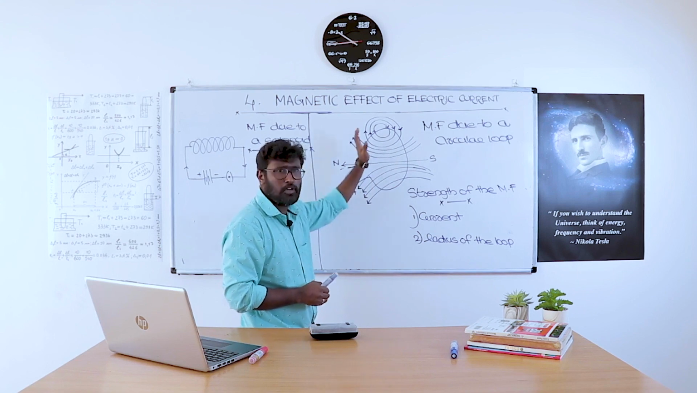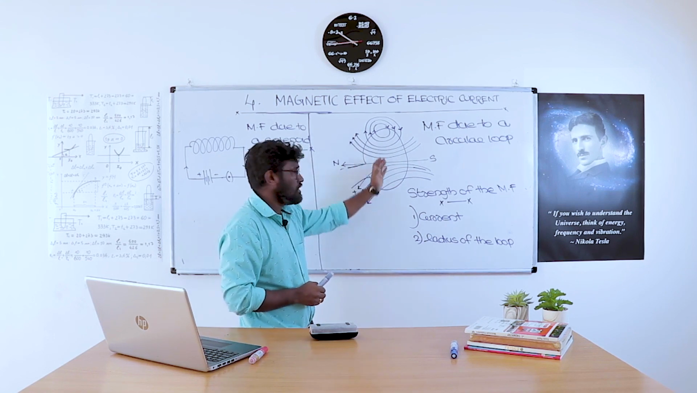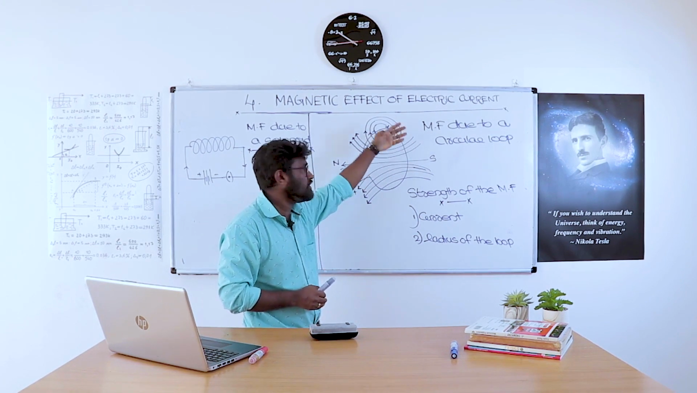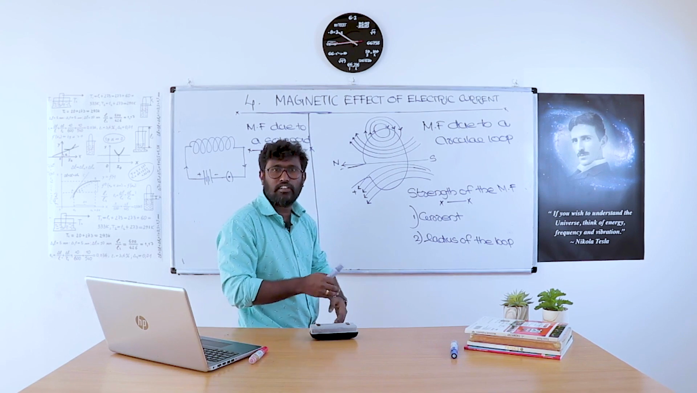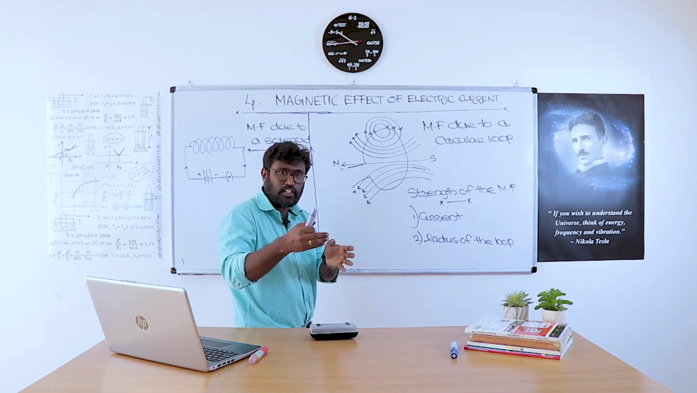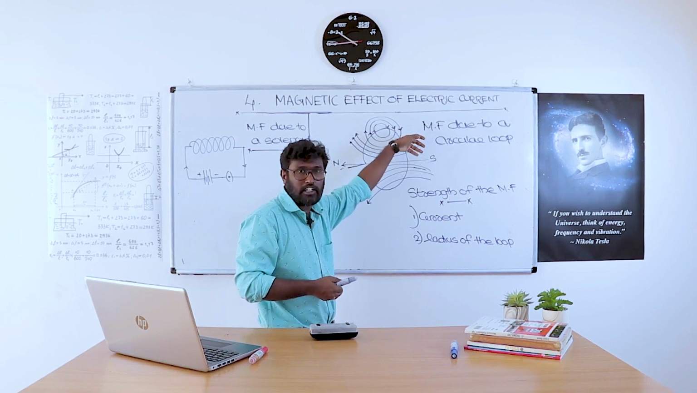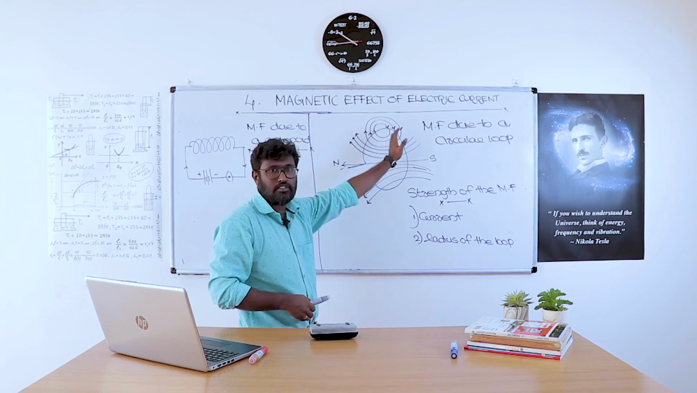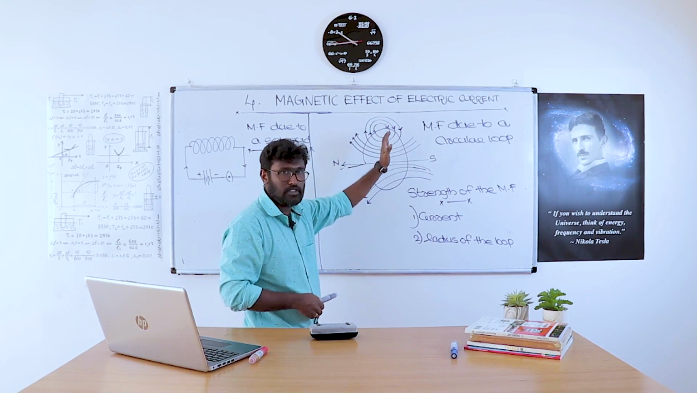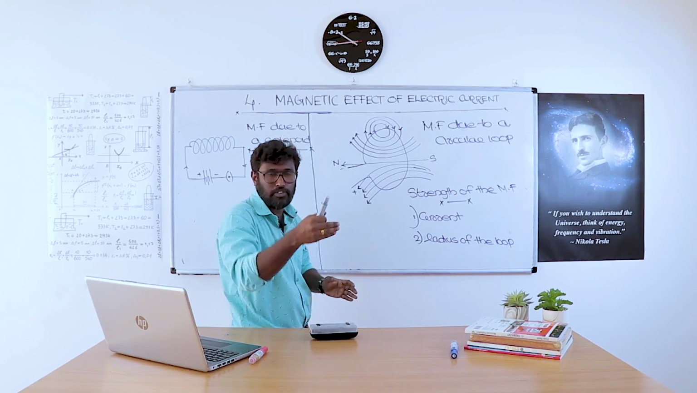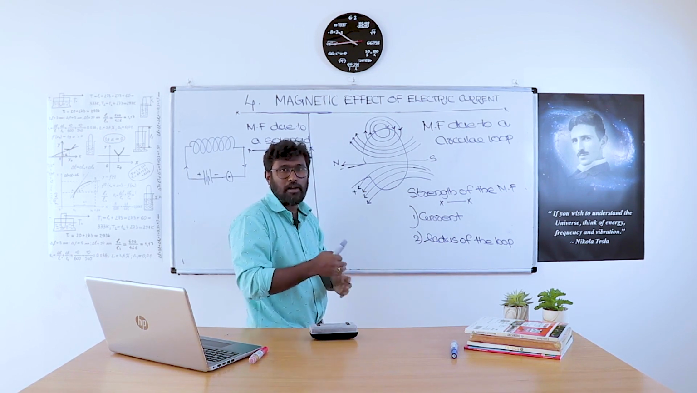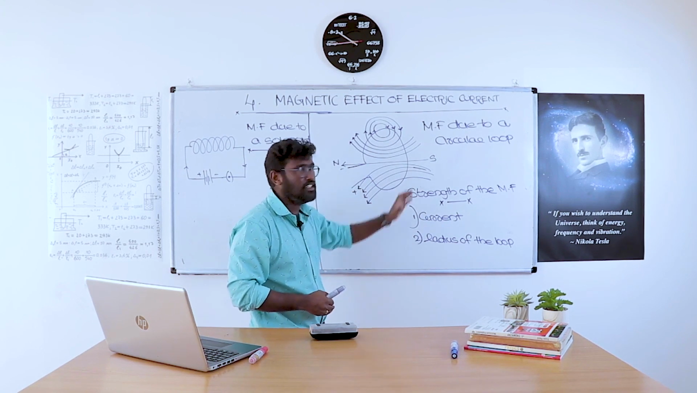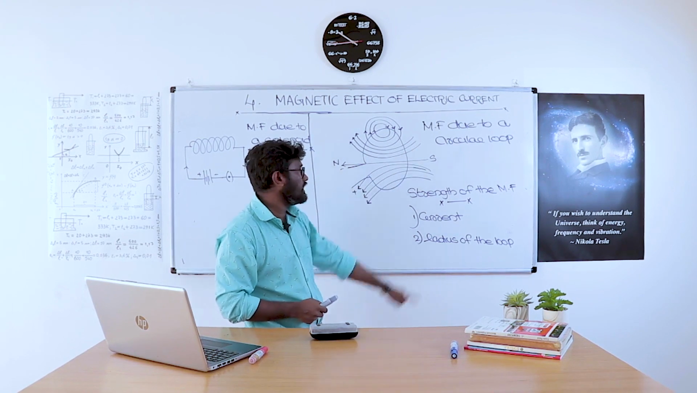Also, here there is only one loop and there is a magnetic field. If the loop is doubled, that means there will be two loops, then the magnetic field is doubled. We get double the magnetic field compared to the initial case. That means if there are n loops, the magnetic field is n times the initial one. So that is the magnetic field due to a circular loop.